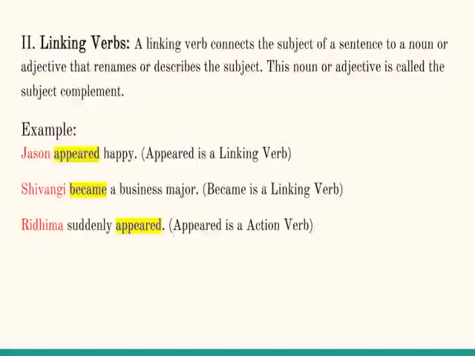Similarly, Shivangi became a business manager. Business manager is our noun. Shivangi is also noun. Both are being connected by a verb became. Ridhima suddenly appeared. Now here it's not a linking verb.